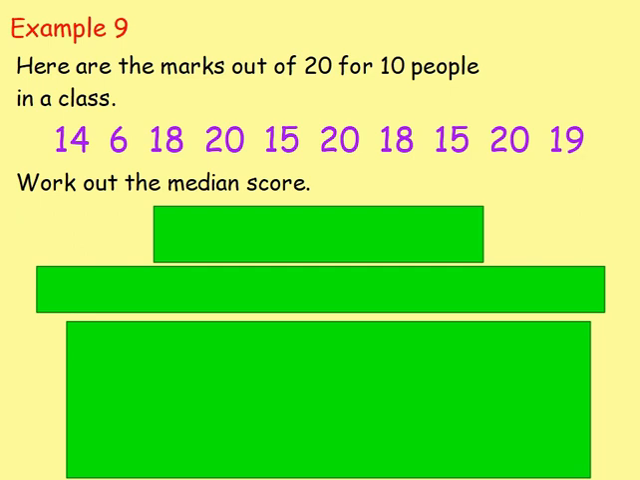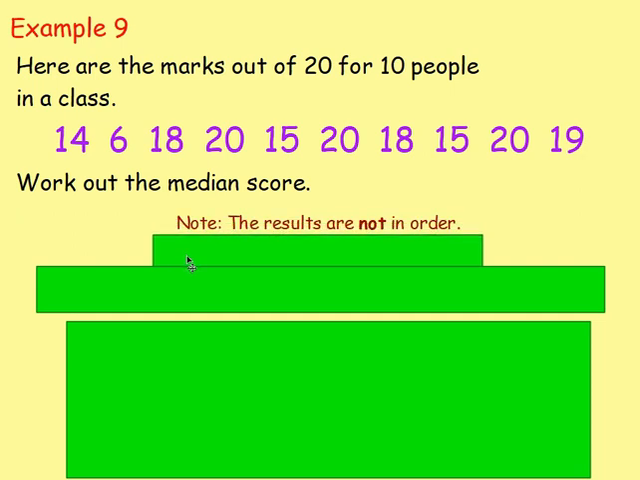Example 9. Here are the marks out of 20 for 10 people in a class. So somebody scored 14, somebody scored 6, somebody scored 18, somebody scored 20, 15, 20, 18, 15, 20, 19. Work out the median score. Once again, you're looking at this and you are thinking, go on Dominic, what are you thinking? The results need to be in order. They do, they need to be in order.